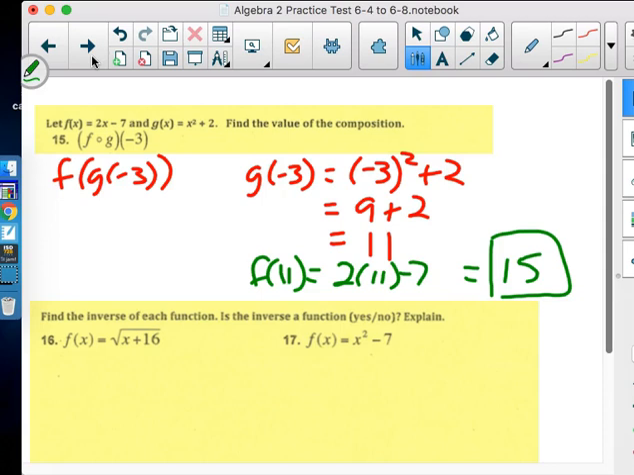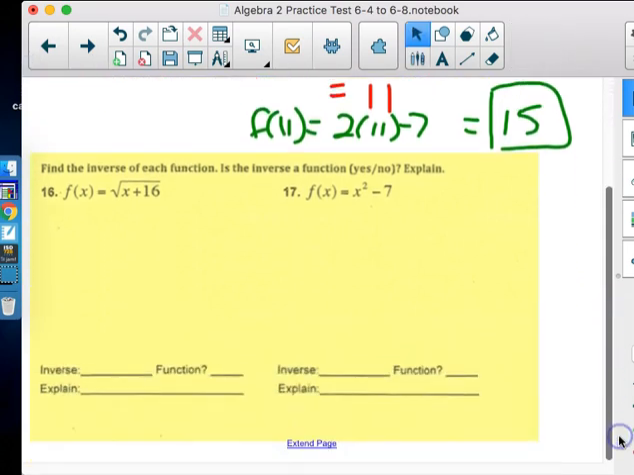This was a value. So when it said find the value, light bulb comes on. Wait a second. That's not a formula like the ones we just did. That's an answer. We're going to find an answer. Alrighty. Inverses, even fresher in our minds. Find the inverse of each function. Is the inverse of the function yes or no, and explain.